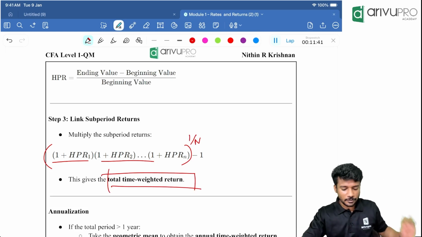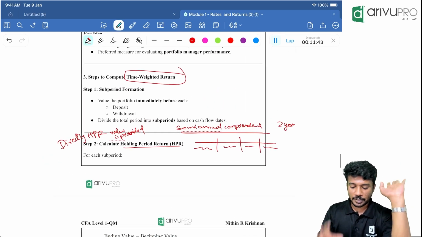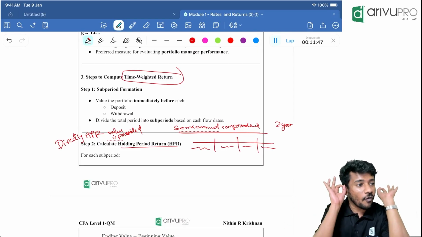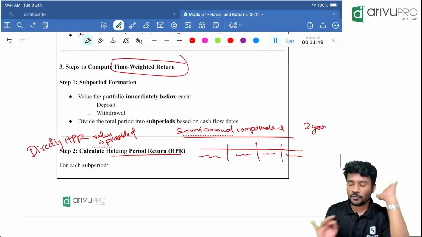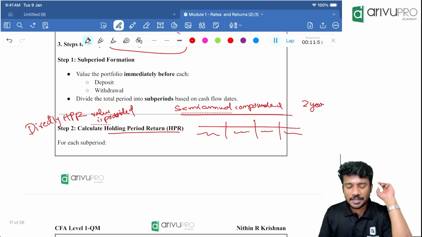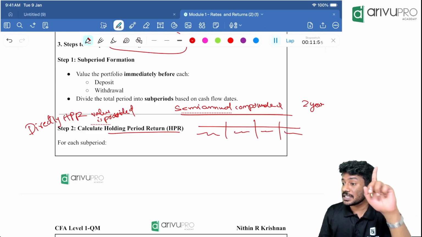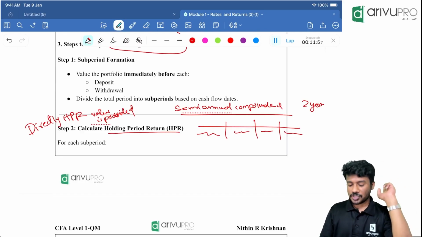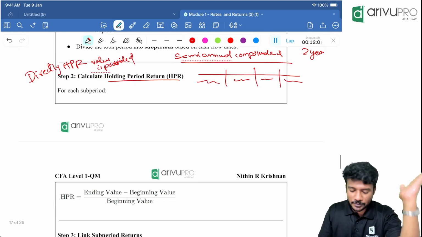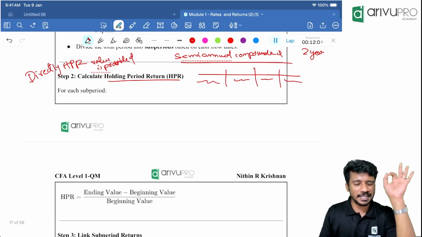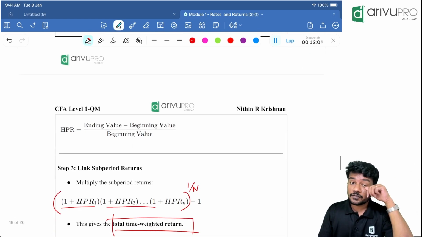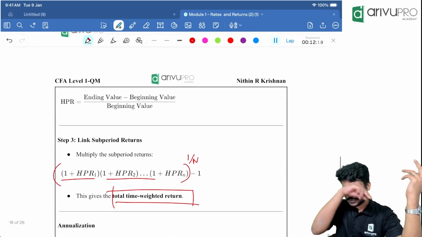Make a note. Steps. Step 1, understand the sub periods. How many sub periods are there? You form the sub periods. That is step 1 in finding time weighted return. So understanding the sub period is the first key condition. Second condition is calculating HPR. In most of the questions, HPR will be given directly. Then coming to the next part, we will find the final value or link the sub periods.